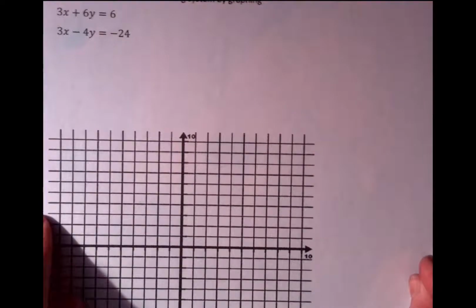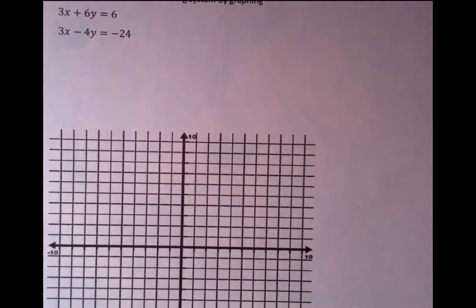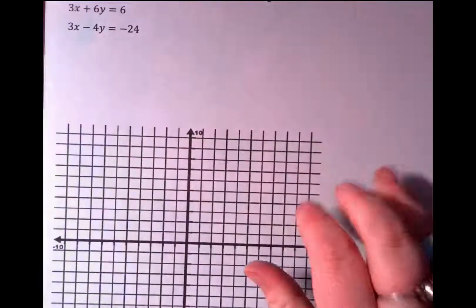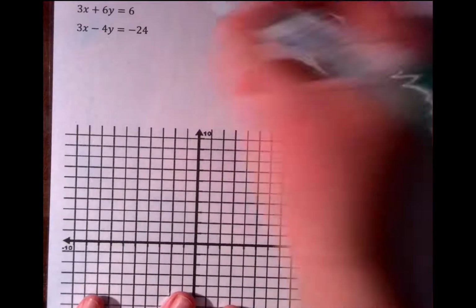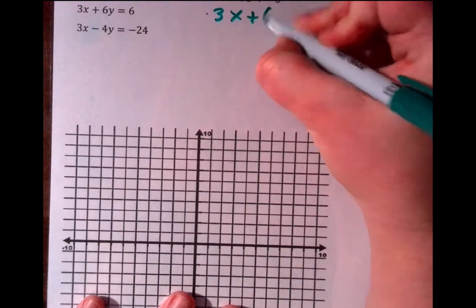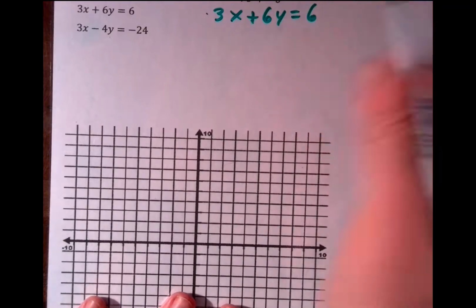All right, so what if both are not? Well, then we have to solve both. So I'm going to solve these first before I graph either one of them. So I'm going to do the 3x plus 6y is equal to 6.